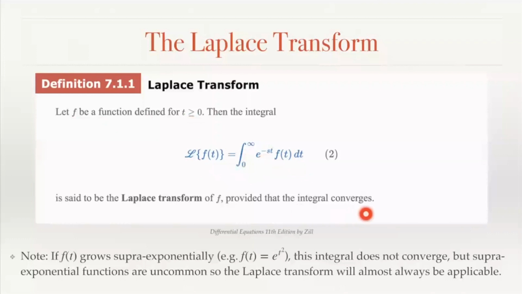Provided that that integral converges, which it almost always does, because e to the negative st is negative exponential growth, so it will override almost any f unless f grows supra-exponentially, like e to the power of t squared, but such functions are very uncommon in practice. So the Laplace transform will virtually always exist.